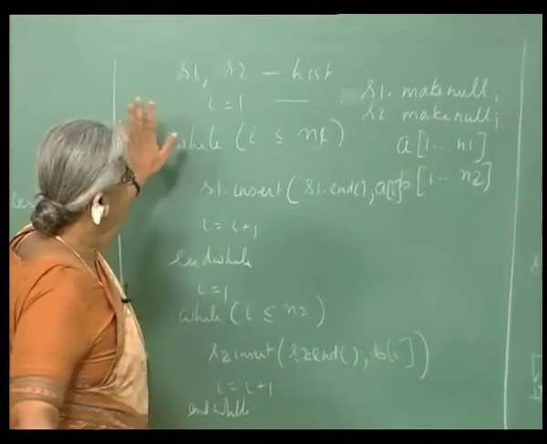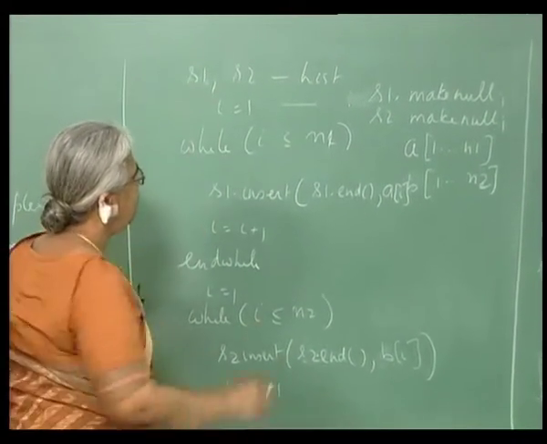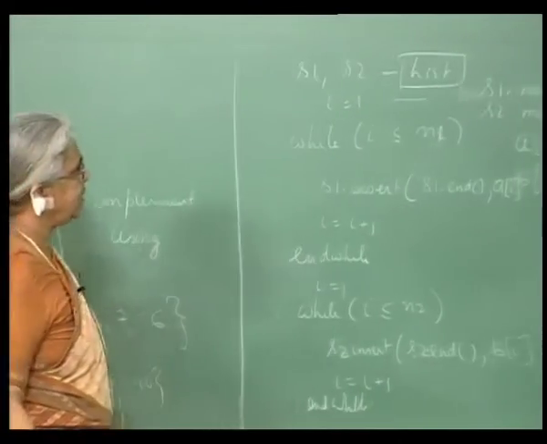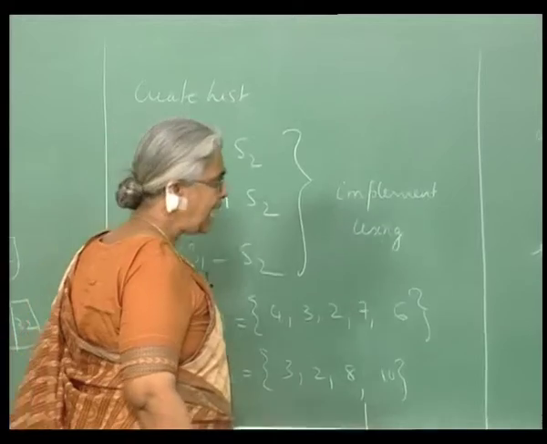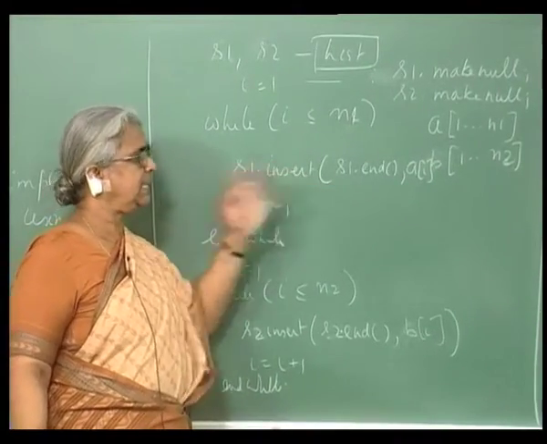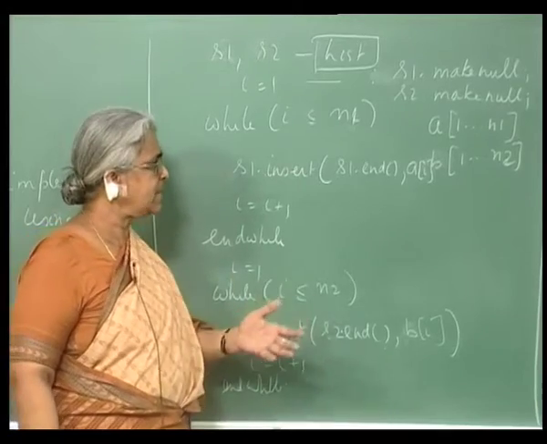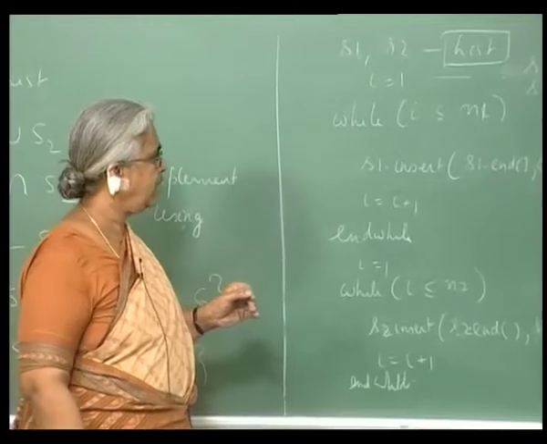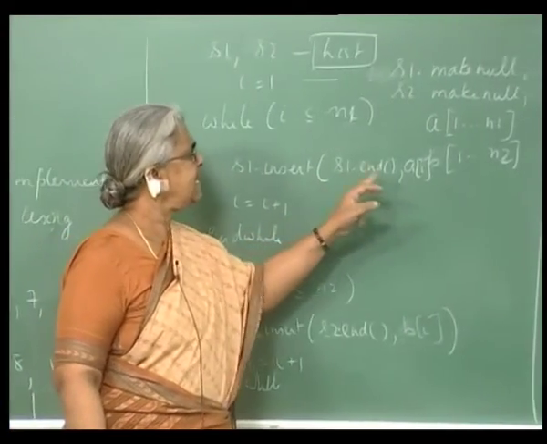We know that just like we have integer, what have we done here? S1, S2 correspond to an abstract data type called list, and what is it that we are doing now? Into that list we are inserting elements. Where are the elements coming from? From a user defined array. So what is he doing? He is saying insert it at the end of the list.